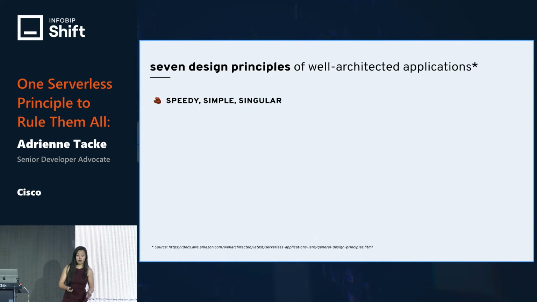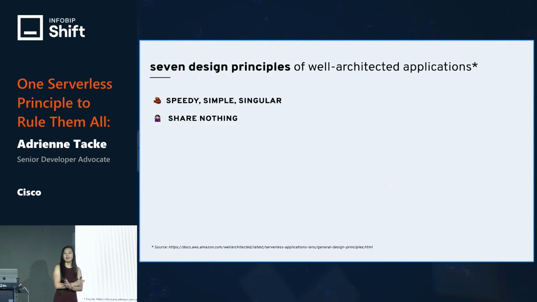The 7 of those are that they're speedy, simple, singular. So following the single responsibility principle, right? You're doing one thing at a time. And in the case of, say, functions, which is most synonymous with serverless, when people think of serverless, you do one thing at a time and only one thing in that function.